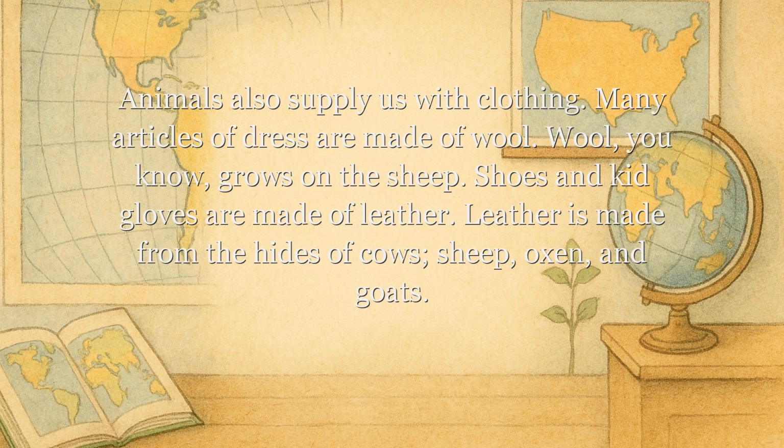Animals also supply us with clothing. Many articles of dress are made of wool. Wool, you know, grows on the sheep. Shoes and kid gloves are made of leather. Leather is made from the hides of cows, sheep, oxen, and goats.